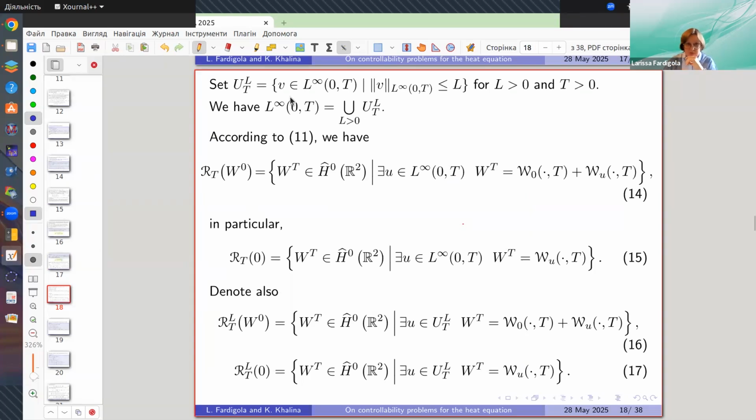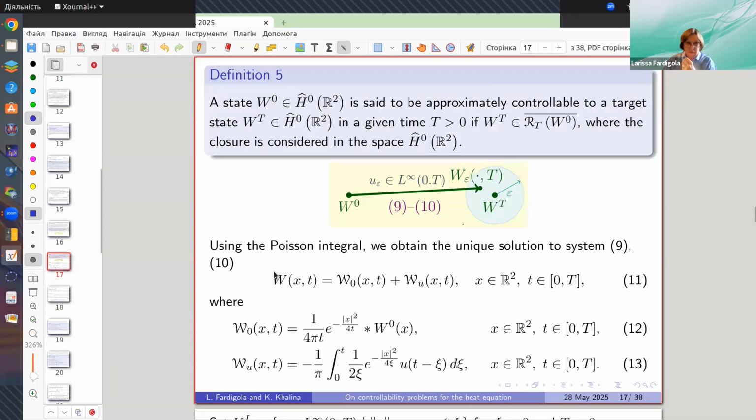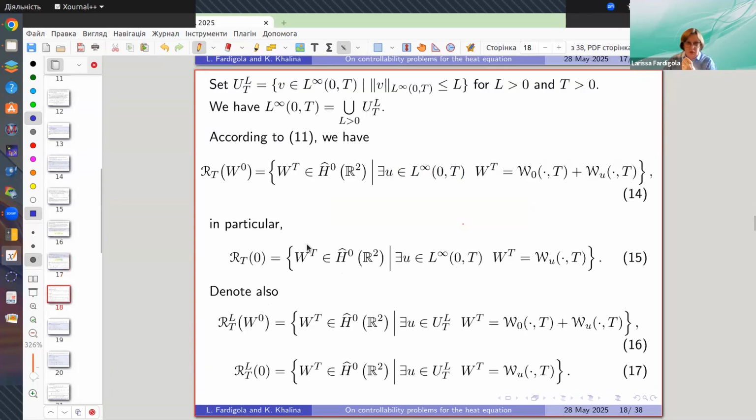Sometimes we consider not only controls from L infinity, but controls bounded by a given constant L. And we denote this set by U TL. Also, we can represent our reachability set using our formula for solution, and we can see the following formulas.